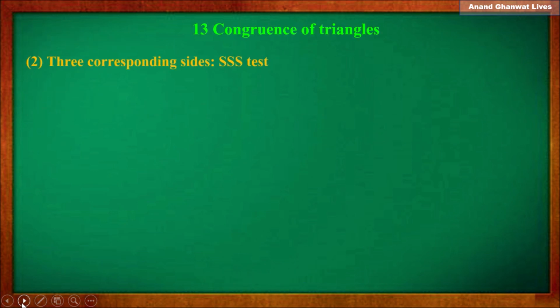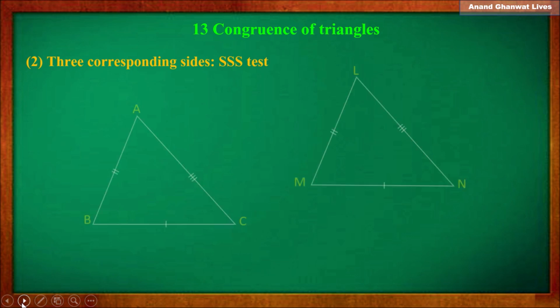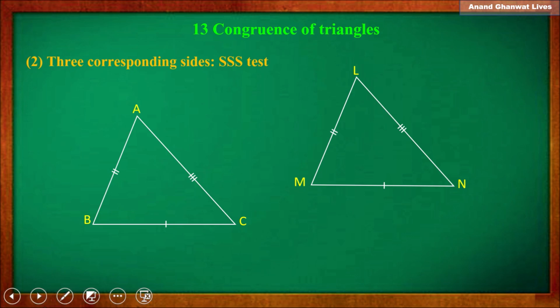Okay. Now next test of congruence, that is three sides of the first triangle are congruent with the three corresponding sides of another triangle. Let us observe these two diagrams. Triangle ABC is given here and triangle LMN is given here, and we are observing the identical marks here. Segment BC is congruent with segment MN. Segment AB is congruent with segment LM, and segment AC is congruent with segment LN. So three sides of the first triangle are congruent with the corresponding three sides of the other triangle.